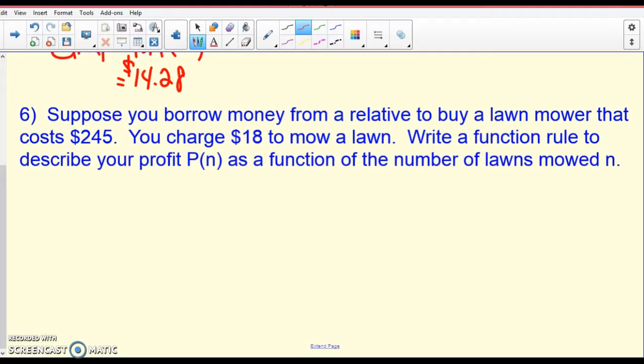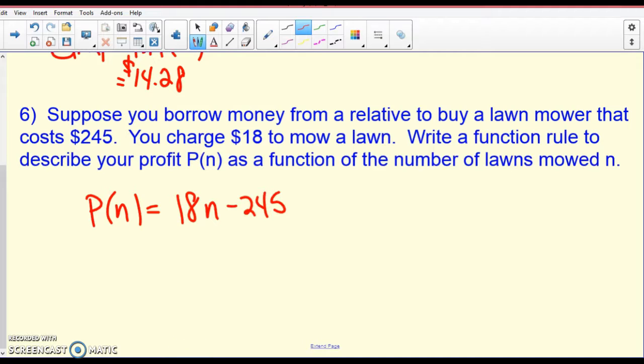And you're going to charge your friends and family and neighbors $18 per yard, not a square yard, like an actual yard in front of your house to mow their lawn. Who can write a function rule, P of N, to describe your profit? Profit is how much money you make net. Okay, well, I agree with you, but we're going to use 18N because they told us N is the number of lawns. 18N minus 245.